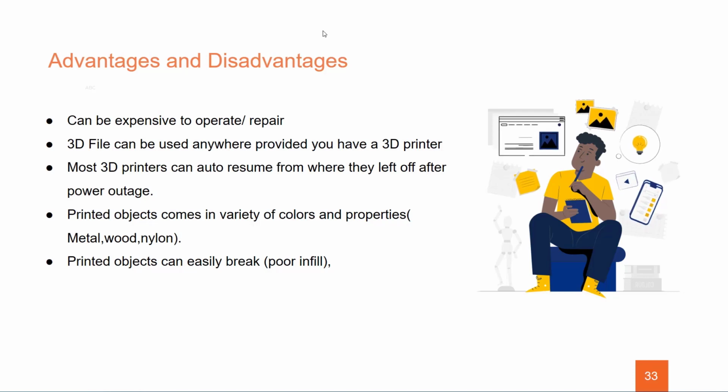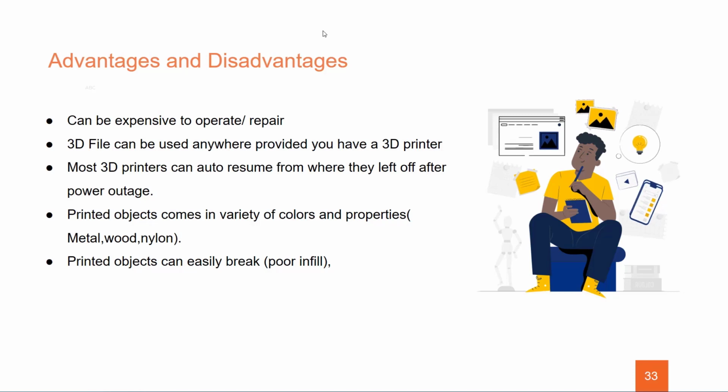Printed objects come in a variety of colors and properties, so you can personalize them. They come in metallic form, wood form, nylon. These properties can help people personalize the material, the look, and the feel of their final product.